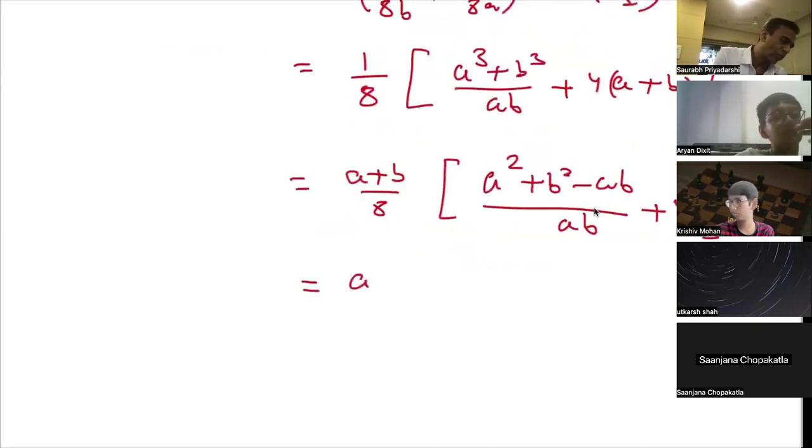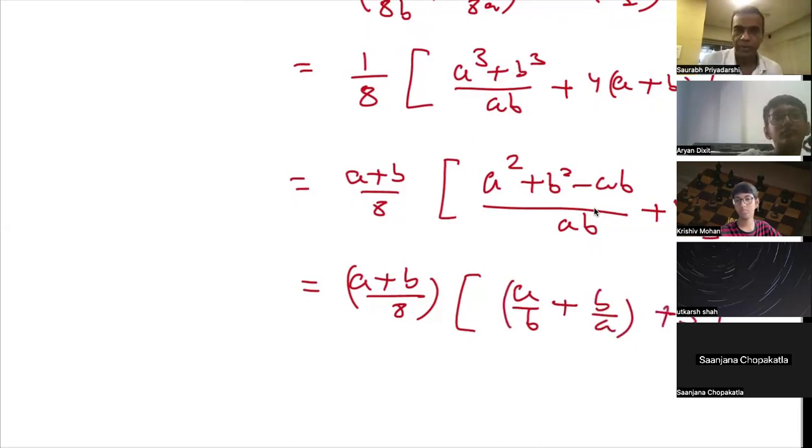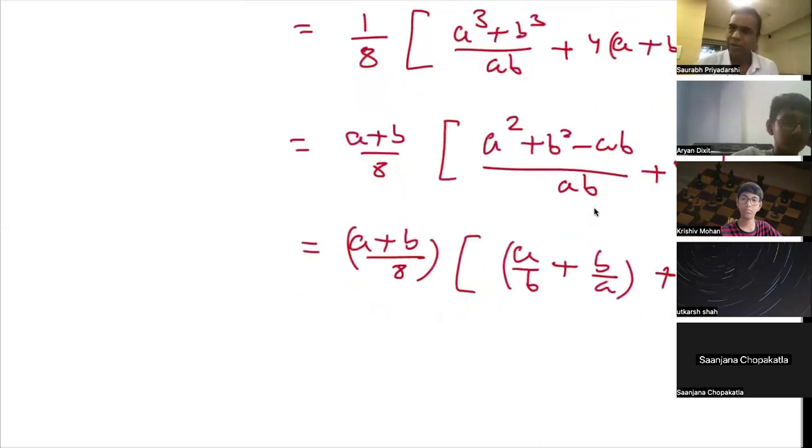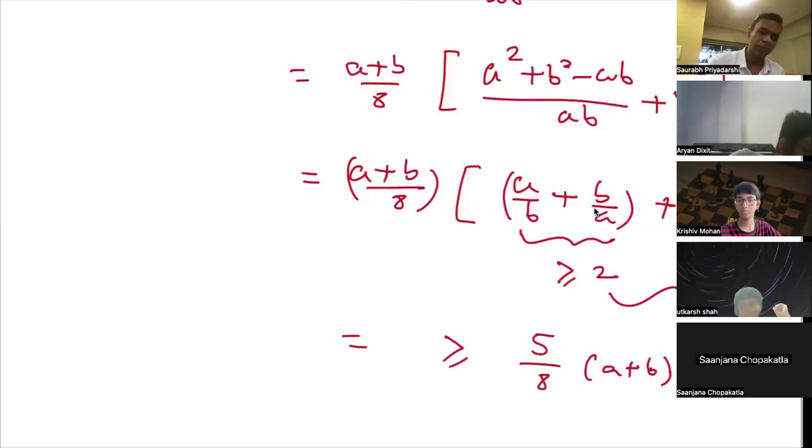And 2 plus 3 is 5. So I can say this is always greater than or equal to 5 by 8, A plus B. That's it. AM greater than or equal to GM. You all know this, I hope. The basic. A little bit of geometry, a little bit of algebra. Best perfect question, RMO 1900-something. A perfect question. Basic, and you know all this.